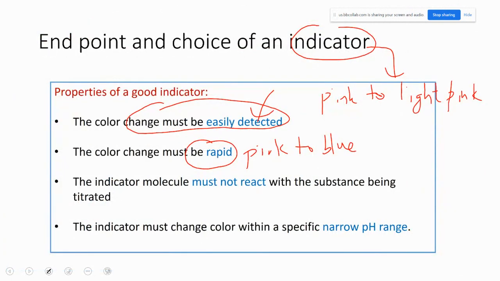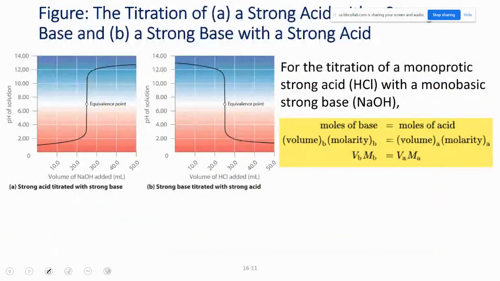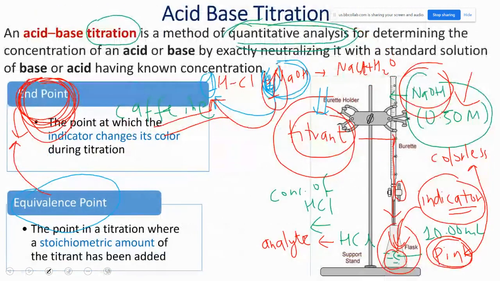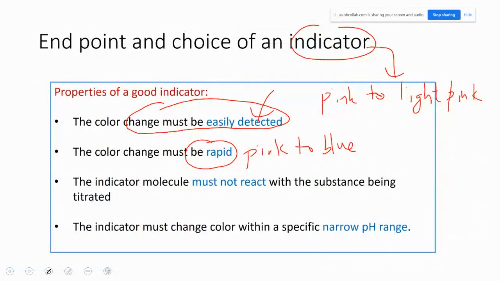The next one is very, very important, right? Because remember, we do put our indicator in this analyte solution. We have to make sure, because remember, we want the sodium hydroxide here to react with HCl. The indicator reacting with HCl is going to be bad because you are using up the HCl that's in the analyte flask. That's why the indicator must never react with the substance that is being titrated, or the analyte. Otherwise, you'll get false results.